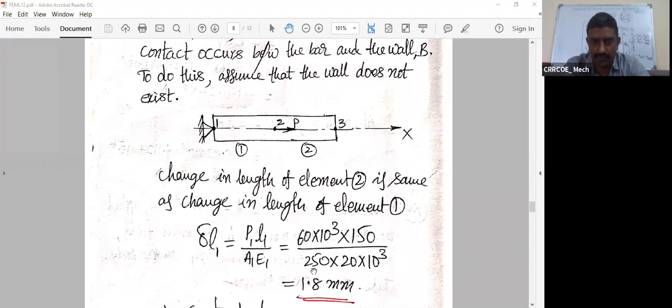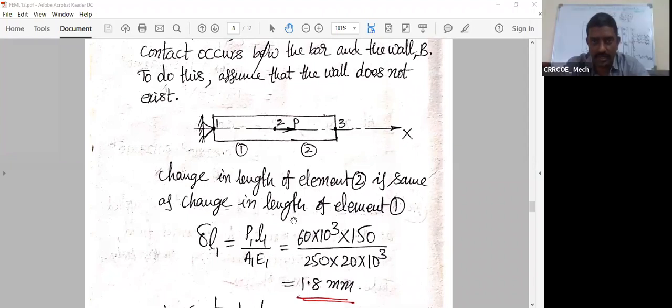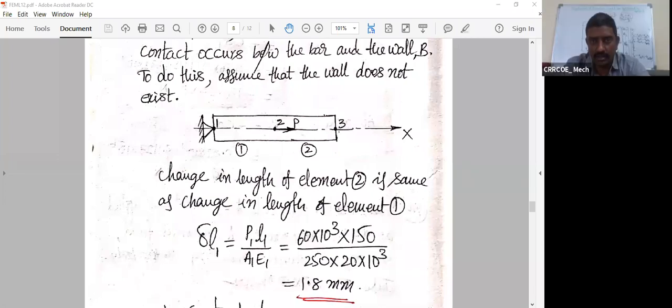Doesn't it act in the middle, sir? Yes, the middle. The element length comes to 150 mm. Yes sir. Suppose this P is acting at node 3, you consider the element length L1 plus L2, that is 300 mm. So we should take only the length of the part before the load.